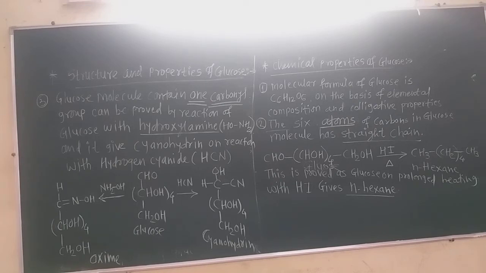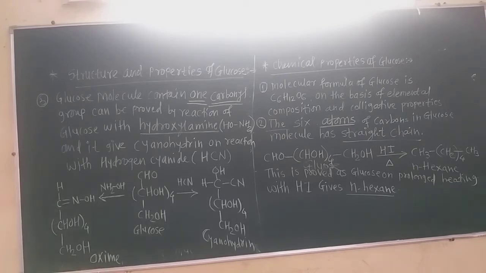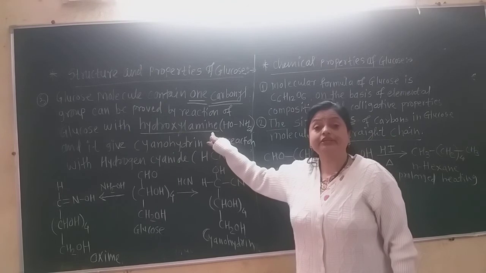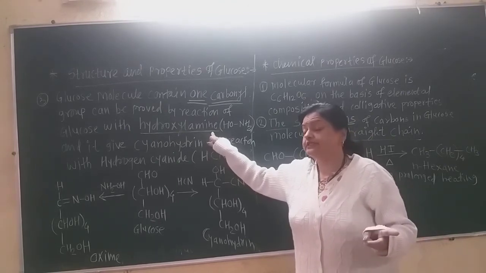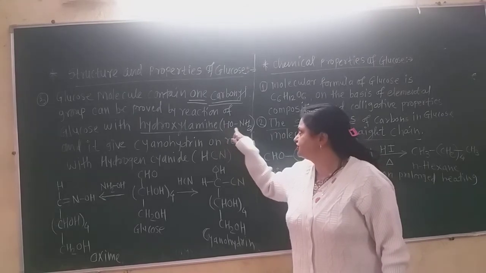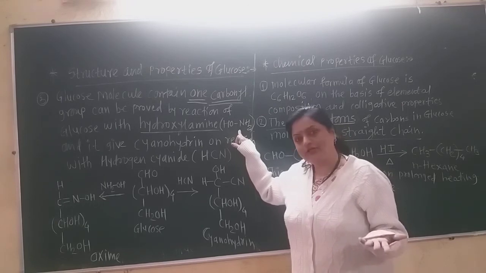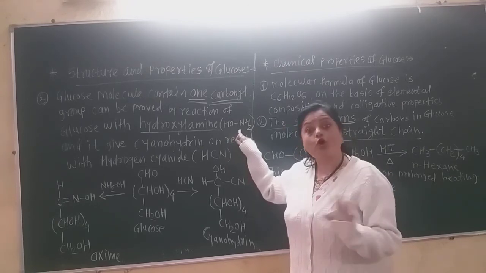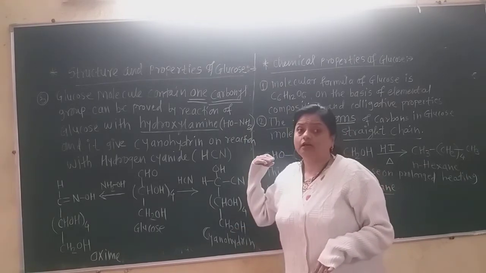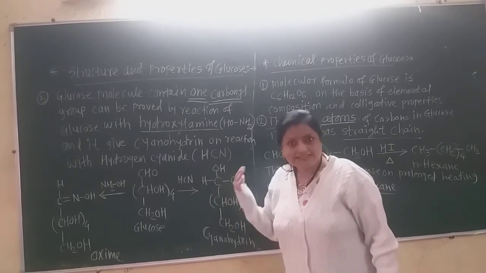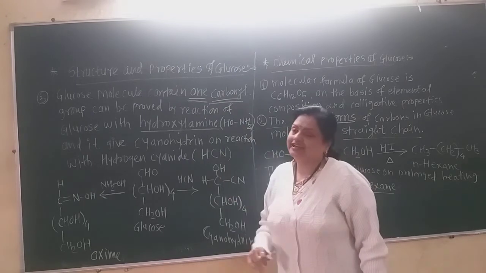Now there are two different reactions for the proof of this carbonyl group. One is the reaction with hydroxylamine. You know that aldehydes and ketones react with hydroxylamine, and there is the formation of oximes. Aldehyde gives aldoxime and ketone gives ketoxime. And if the reaction with hydroxylamine shows the formation of an oxime group, then that is the proof that there is a carbonyl group.